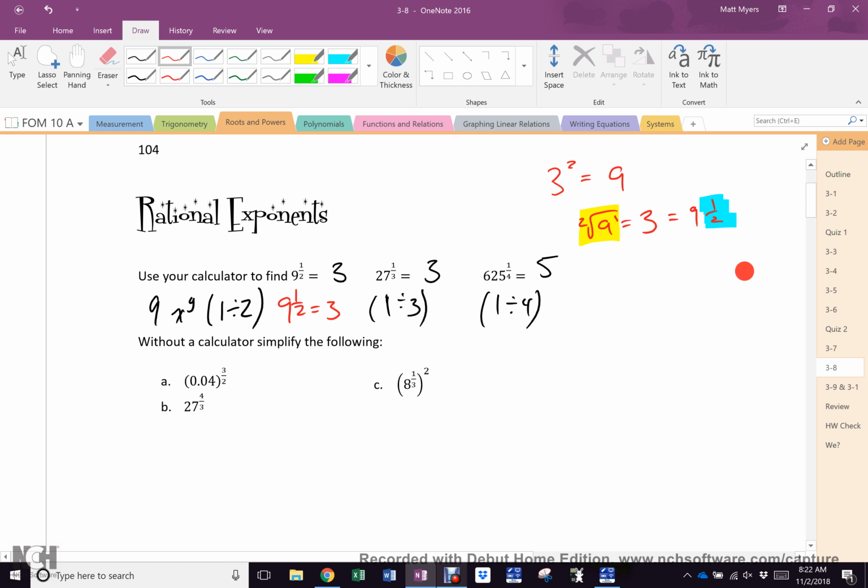Now look at 27. Is there a relationship between 3 and 27? What is it? 3 cubed equals 27, which means, how do I reverse that? Cube root of 27 equals 3, right? But 3 also equals 27 to the 1/3. So what does that tell us about this and this? They're the same. Do I need the middle 3? No.